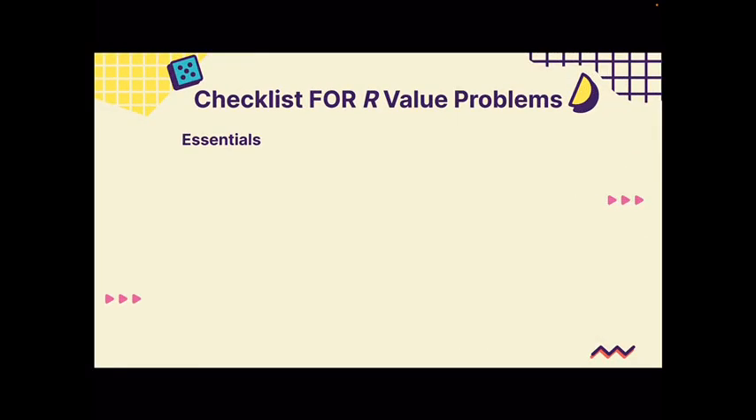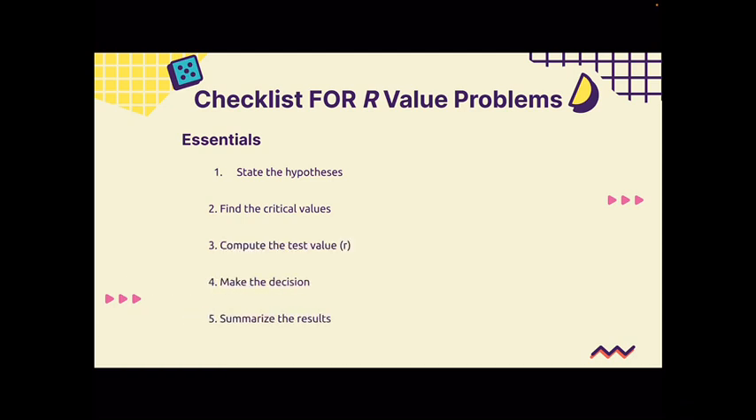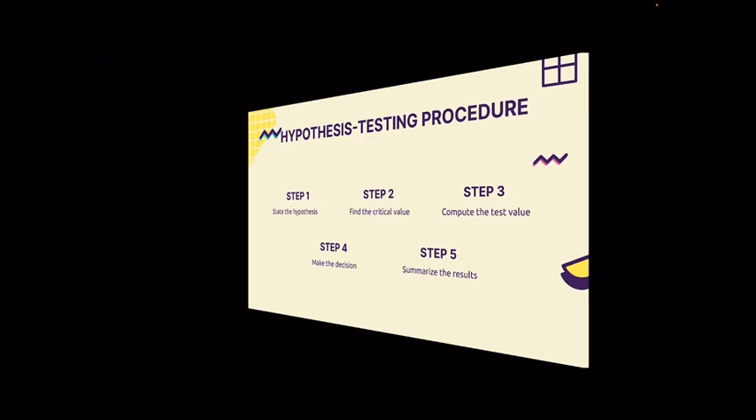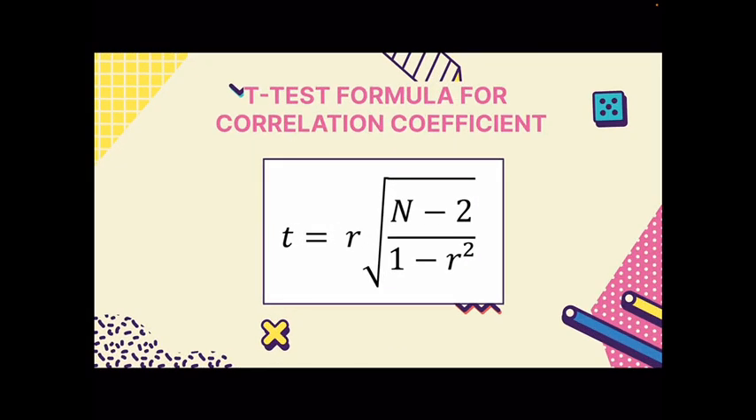This is a checklist for R value problems. If all these steps are done, you should receive the correct R value. The hypothesis testing procedure includes these 5 steps. Down below is the t-test formula for the correlation coefficient.